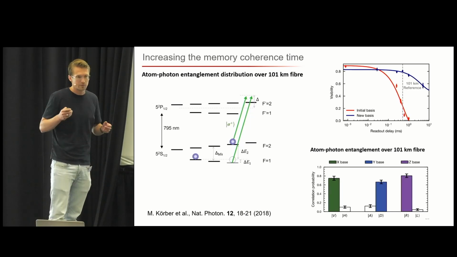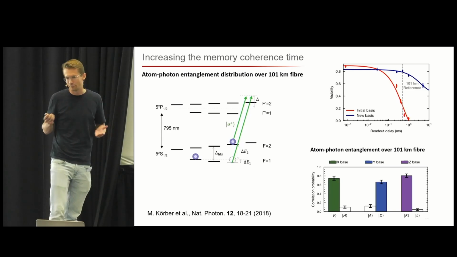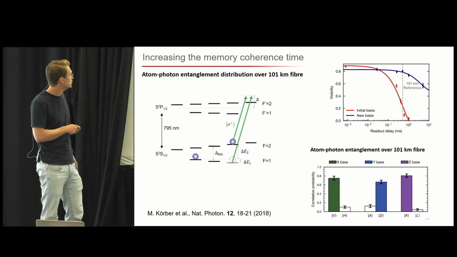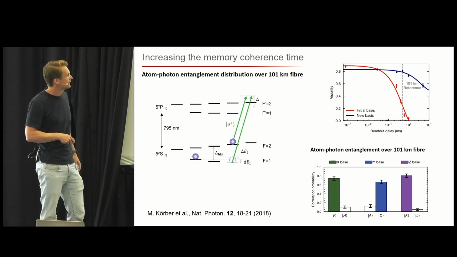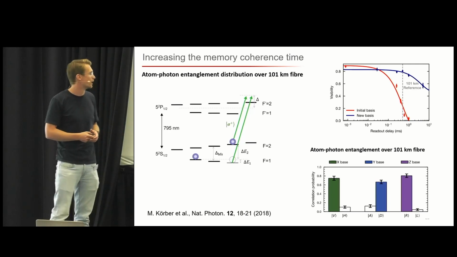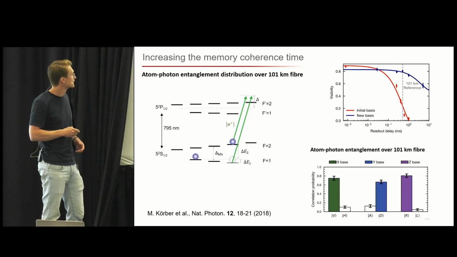So what we could do by combining the frequency conversion and this new encoding of our atomic state, we could also measure atom-photon entanglement after the photon propagated over up to 101 kilometer fiber.